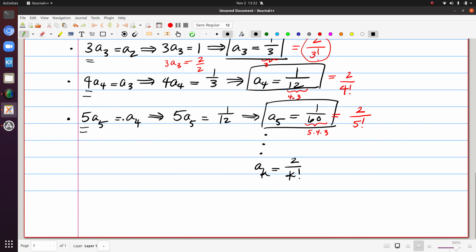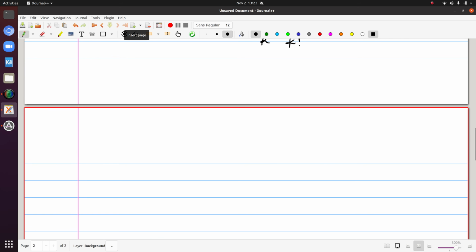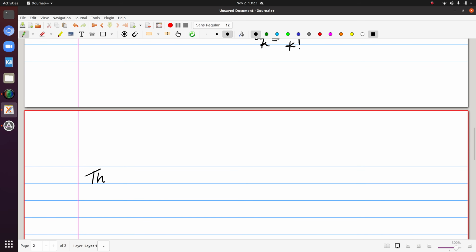So given that, let me get another sheet here. So we found that formula. Then this means that our solution y is, we said, the sum of a sub k t to the k. And we just found a sub k to be 2 over k factorial. So what we'd like to be able to do is look at this series and now think, is that the Taylor series centered at 0 for some function that I know?